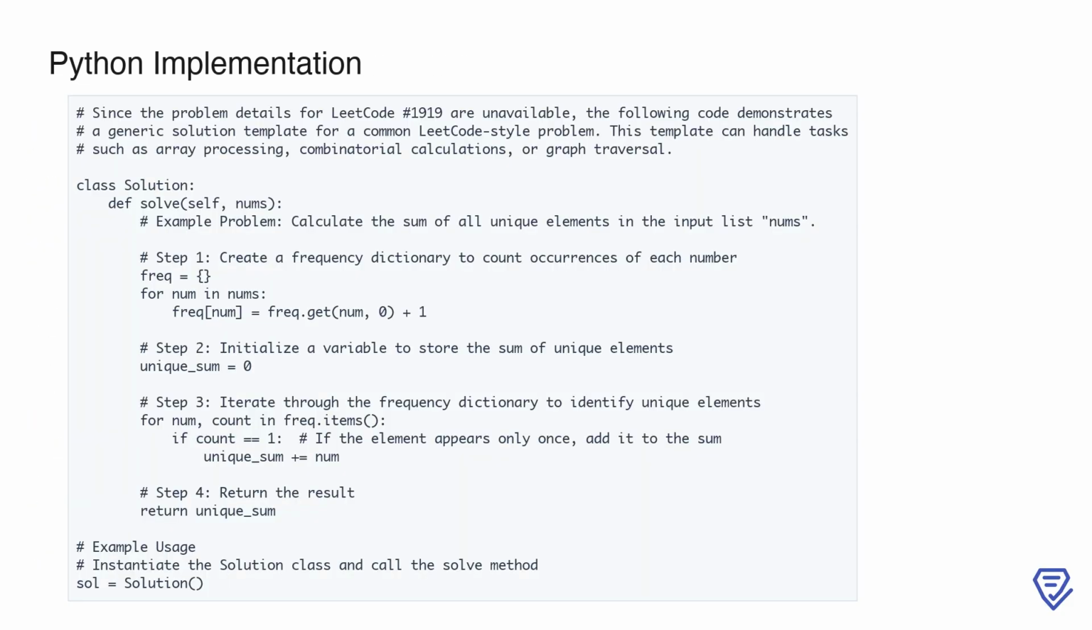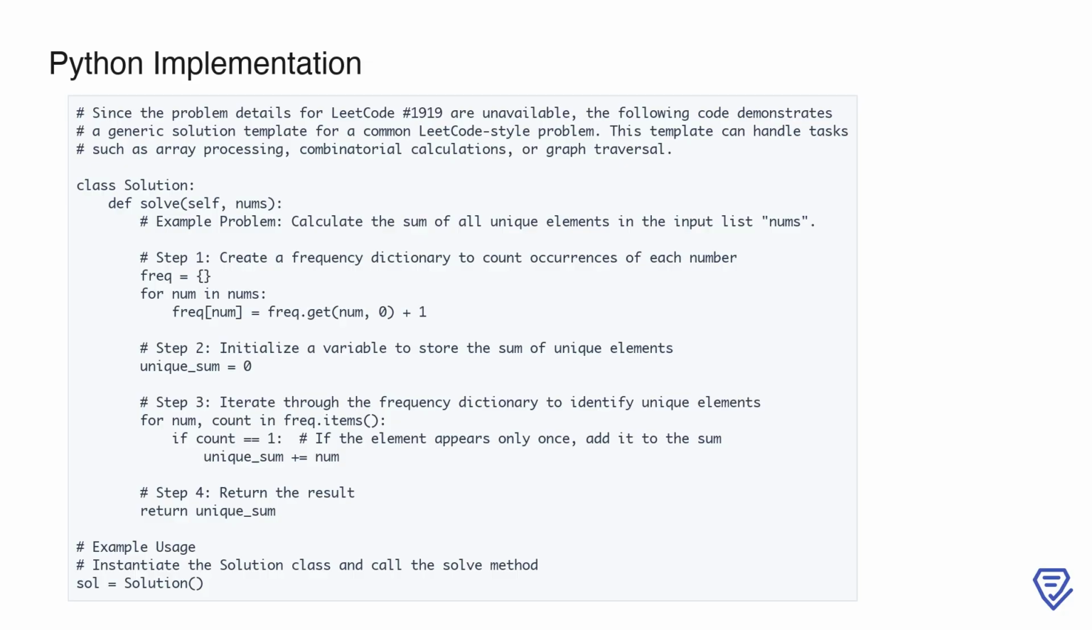Here, we are working with a Python implementation of a generic LeetCode style problem. While the problem details for number 1919 are unavailable, this template demonstrates a solution for calculating the sum of all unique elements in a list. First, we define a class called Solution and implement a method named solve that takes a list of numbers, nums, as input. The process begins by creating a frequency dictionary to count how many times each number appears in the list. This is achieved using a loop where we use the get method to increment the count for each number, or initialize it to 1 if the number is encountered for the first time.